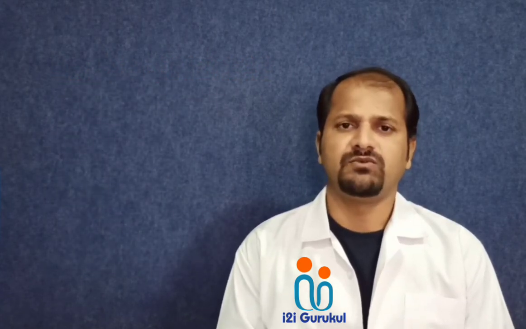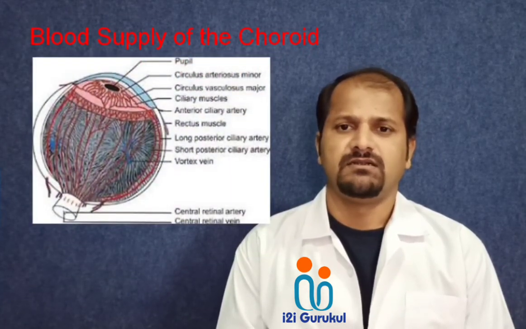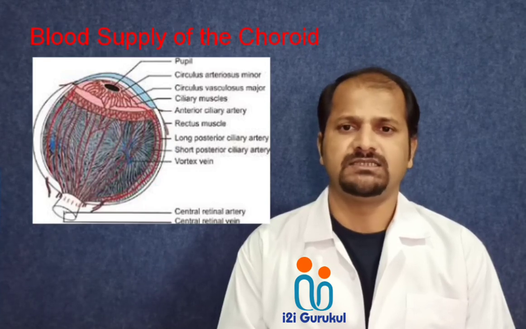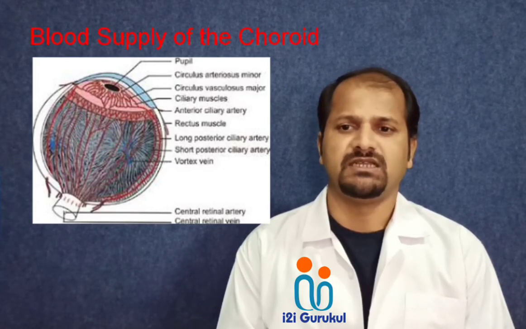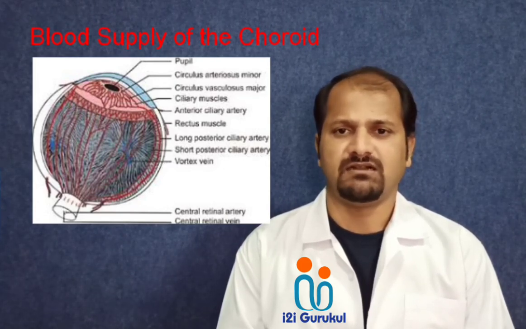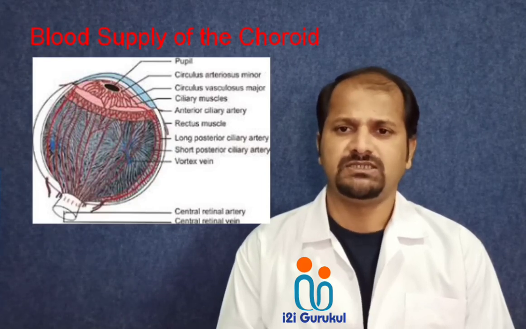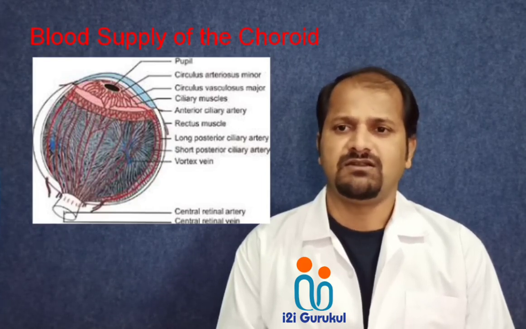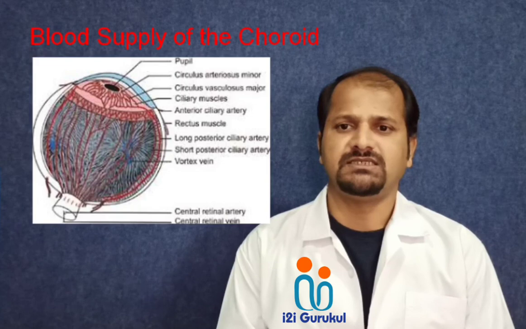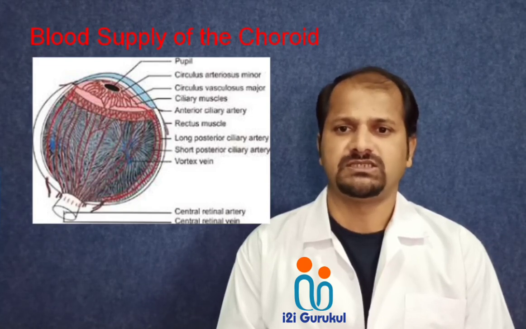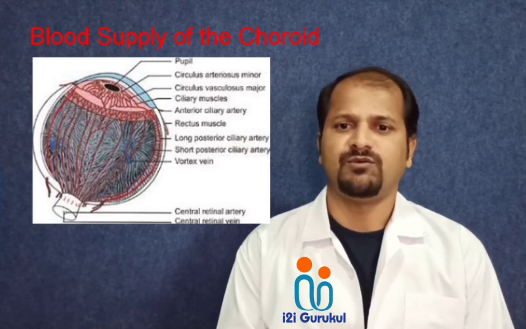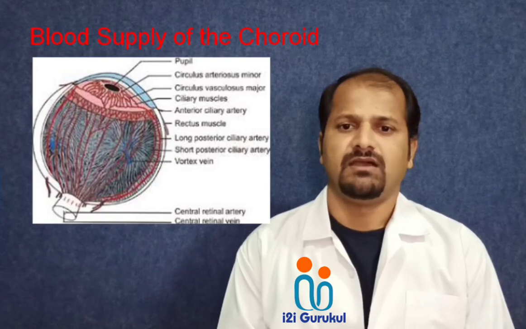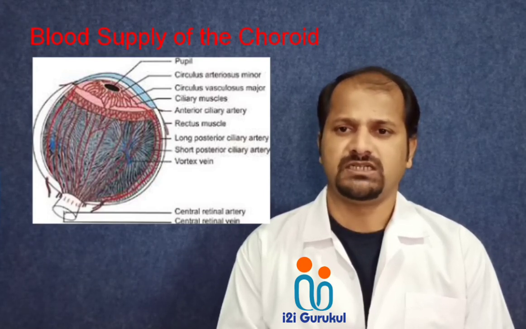Friends, moving towards the blood supply of the choroid, it consists of three parts. The first is the short posterior ciliary arteries, the second is the two long posterior ciliary arteries, and the third is the anterior ciliary arteries. We'll go through one by one. The short posterior ciliary arteries originate from the ophthalmic artery as 2 to 3 branches. These branches are subdivided into 10 to 20 branches which perforate the sclera around the optic nerve and directly communicate with the choriocapillaris.